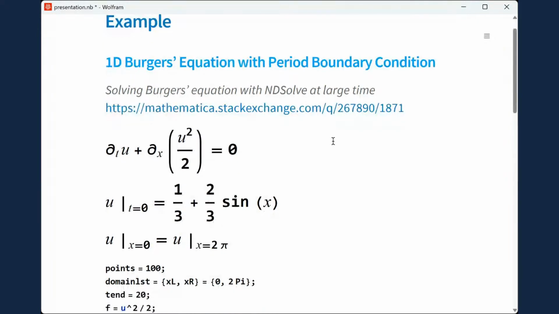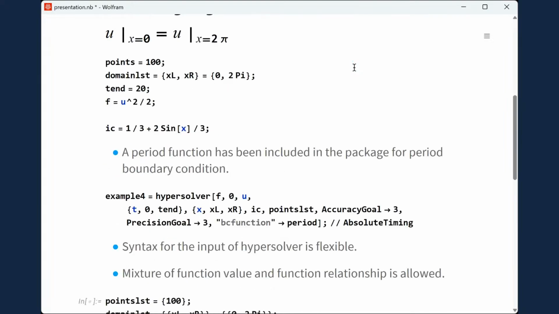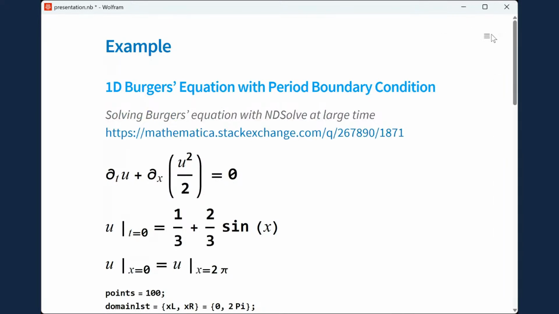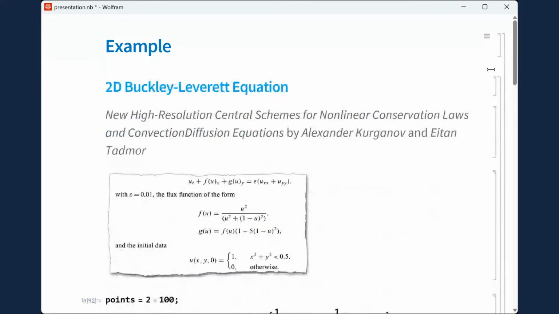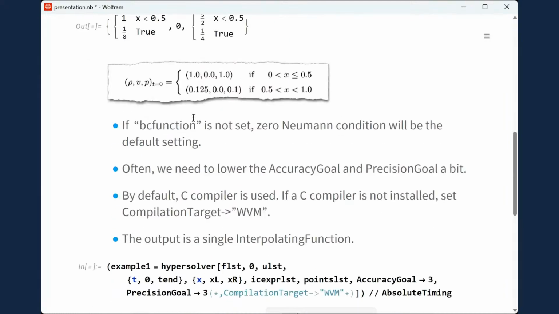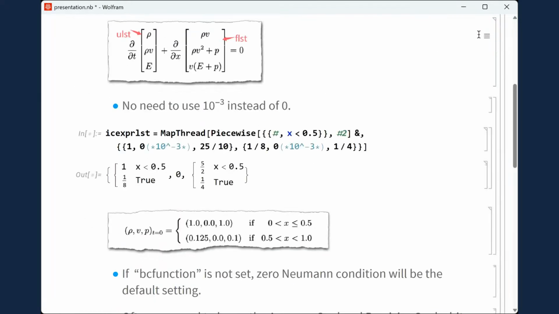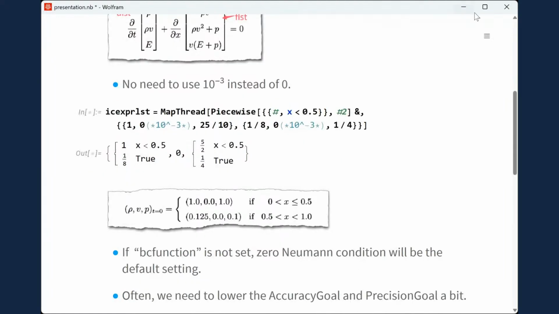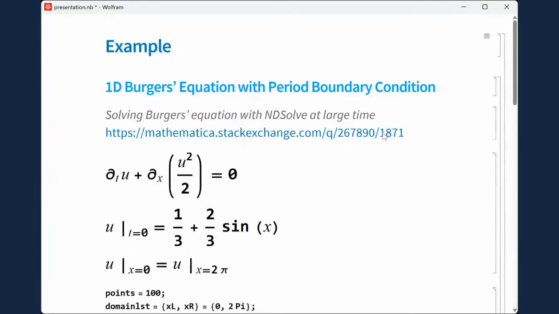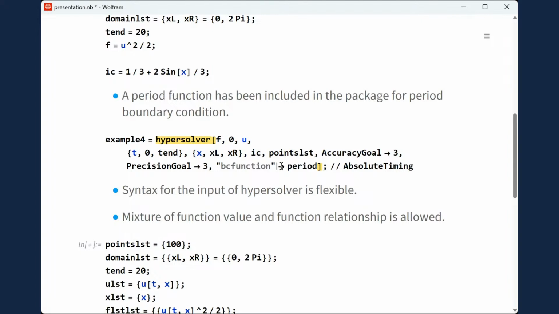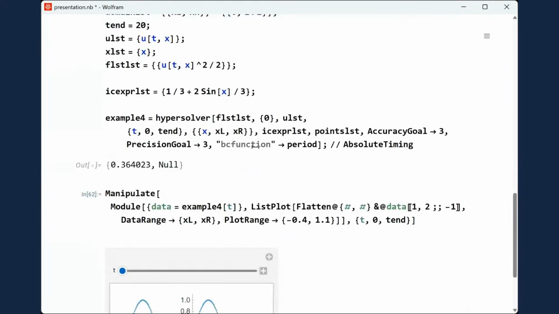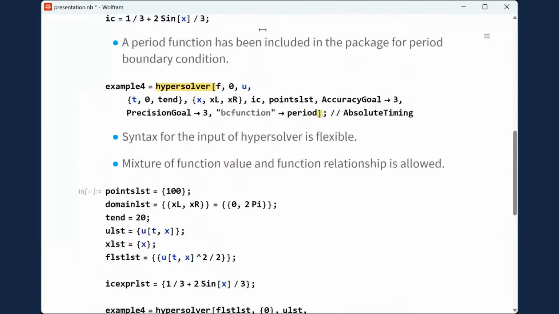Okay, let's see the example at the beginning of this talk. It's the one-dimensional Burgers' equation with periodic boundary condition. You can see that in previous examples, I haven't explicitly set the boundary condition because the default setting is the zero Neumann condition. But in this case, we need the periodic one, so a function Periodic has been built in this package, and we need to call it instead. Again, the syntax is very straightforward.